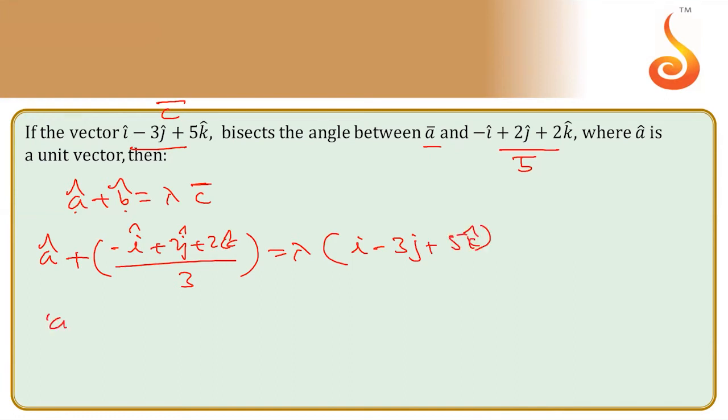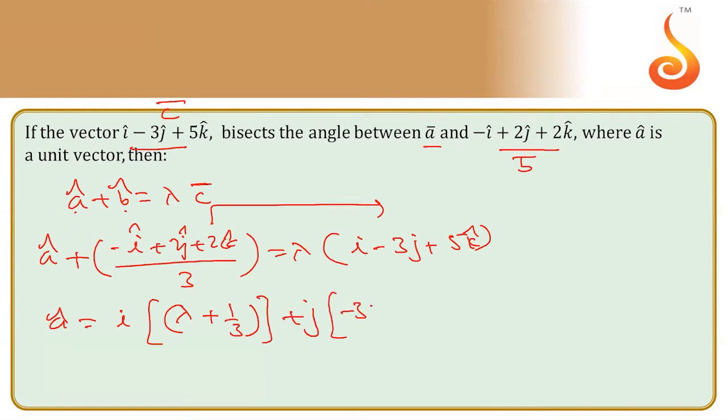So A cap equals this one; bring this to the other side and take I common. I common means lambda plus 1 by 3, plus j common minus 3 lambda minus 2 by 3, plus k into 5 lambda minus 2 by 3. This is A cap. So now our job is to calculate the lambda value.